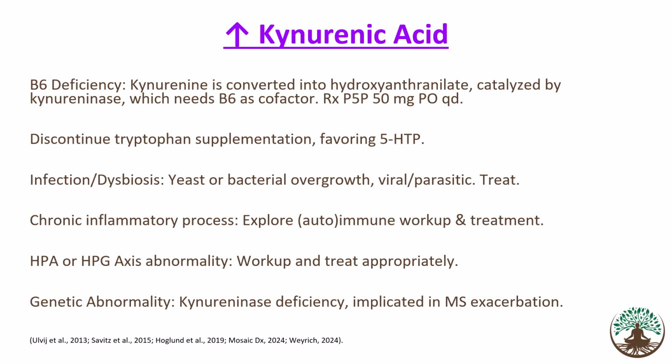The gut should be worked up looking for signs of infection or dysbiosis, with implementation of appropriate strategies. Inflammation and autoimmune disease should be ruled out as a contributing factor and appropriately treated if present. As before, the HPA and HPG axis may need to be evaluated and treated. Finally, B6 deficiency can occur in the context of genetic polymorphism and has been implicated in MS exacerbations.